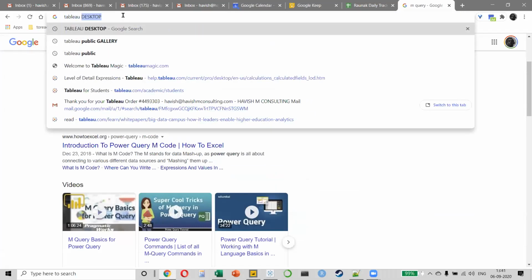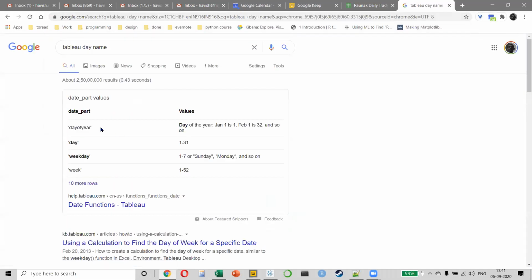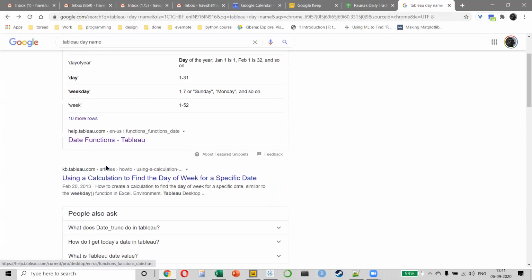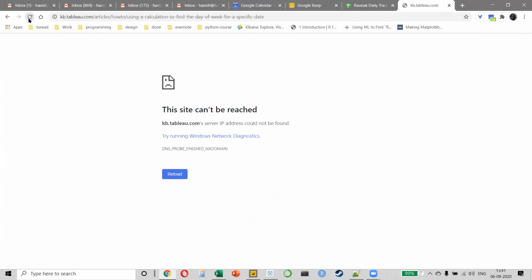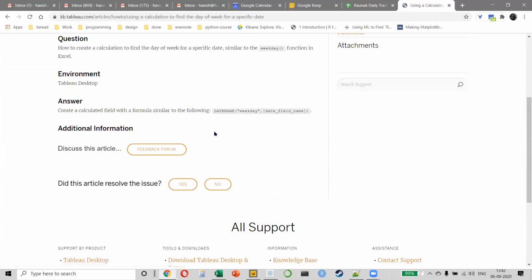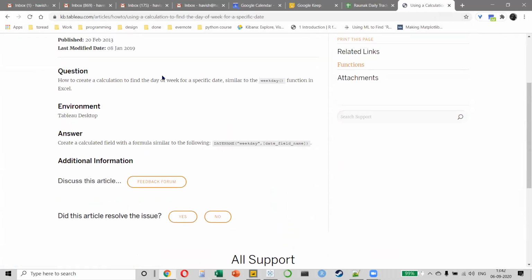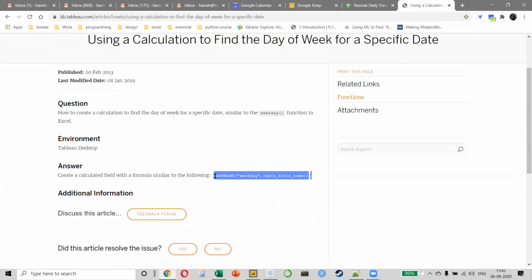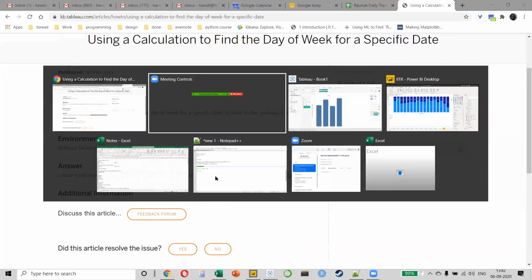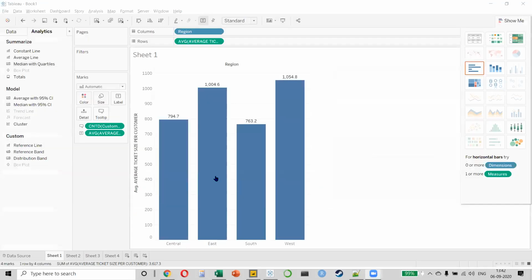Let me just check Tableau day name. So we have to find the date part for this. Just a second. So, how to create a calculation to find the day of week for a specific date, similar to the weekday function in Excel, okay? Anyway, as you can see, there are different calculations available, but it will just be so much more difficult on Tableau, because DAX is very, very similar to Excel. Power Query, the best part is that everything is available in a graphical interface. Did you see this?